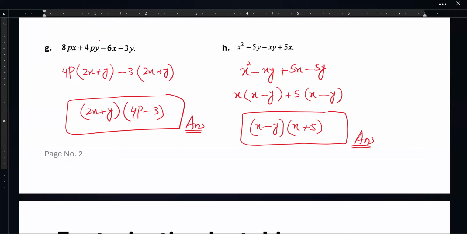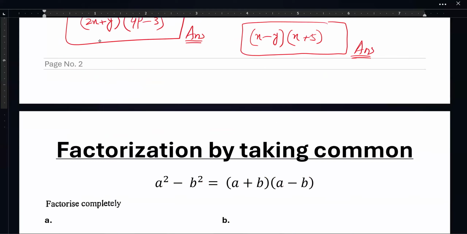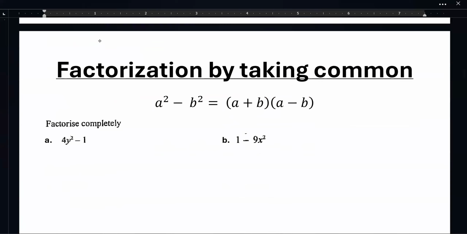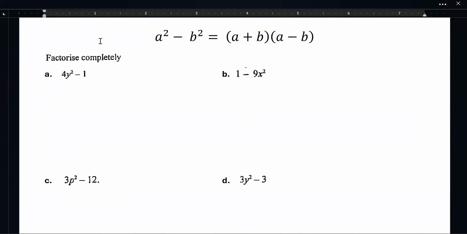So this is what we covered in the second type of factorization, in which we found four terms. In the first segment, we discussed factorization when we take common from two terms, and here we have four terms to take common from. Now, factorization by identity, not by taking common.